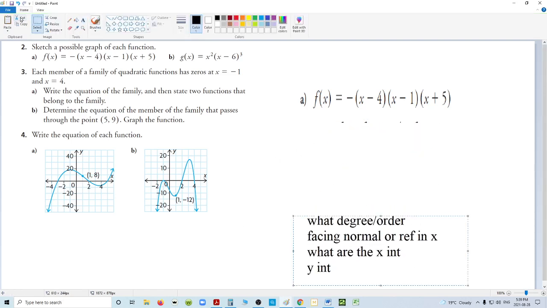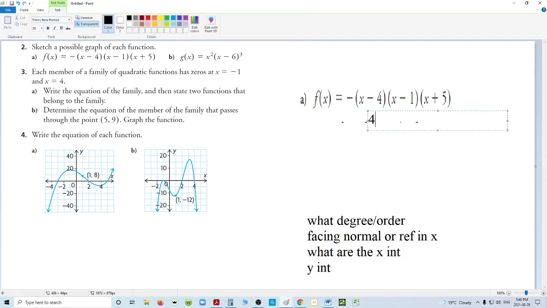So what is the degree I'm looking at? That's 1, that's 1, that's 1. So I'm going to be looking at a cubic. And then I'm going to figure out what my x-intercepts are going to be. I'm going to be dealing with (4, 0), (1, 0), and (-5, 0). So putting them in the right order, it would go like this, from left to right. And that'll just make it easier to draw for me.